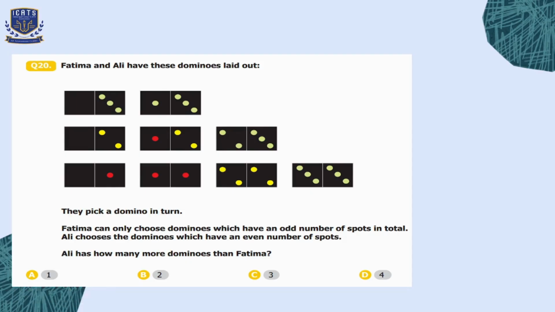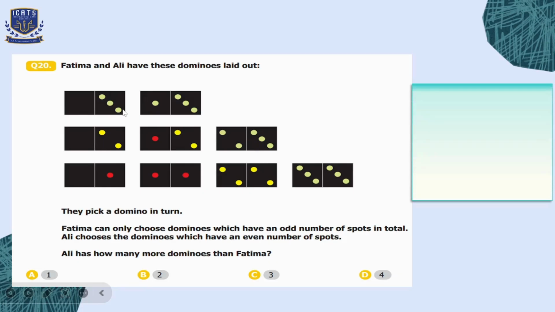Let's start from the first one. Here we can see the sum is equal to 3. So this is the first domino for Fatima. Then for the next domino, the sum of the dots is equal to 4, so Fatima cannot choose it. Let's move to the next row. Then the sum is 2, so Fatima is not going to choose it. On the fourth domino here, the sum of the dots is equal to 3. 1 plus 2 is equal to 3. So this will be the second domino for Fatima.